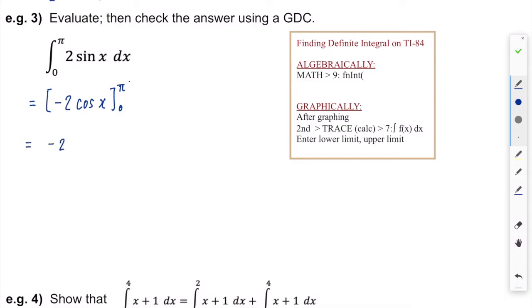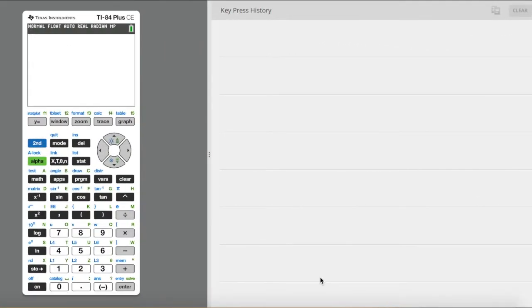Substituting the upper bound, I have negative 2 cos pi minus the substitution with the lower bound, but I'm subtracting minus negative, so this is plus 2 cos 0. Cosine pi is negative 1, so that's positive 2. Cosine of 0 is 1, so plus 2. I get 4.